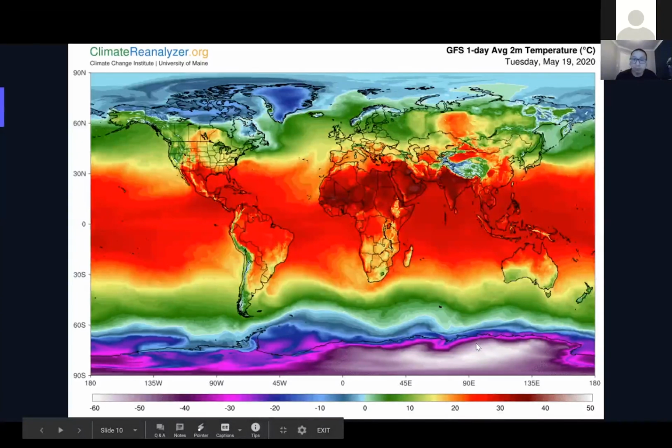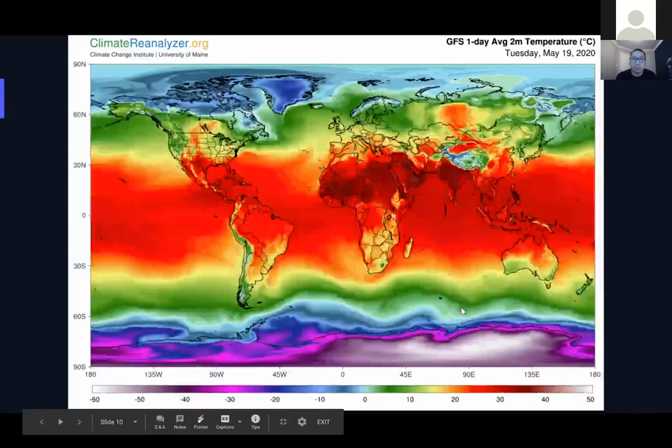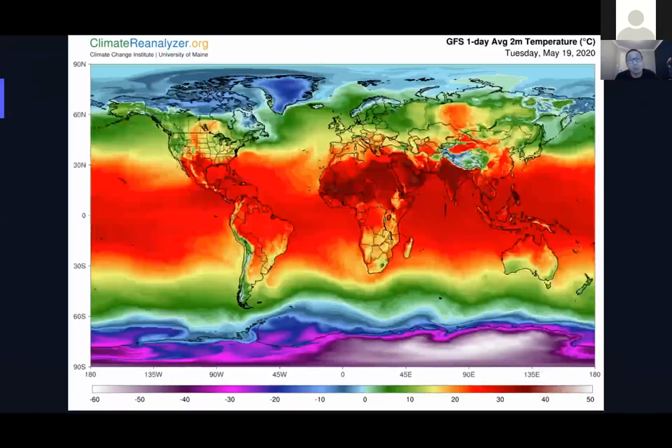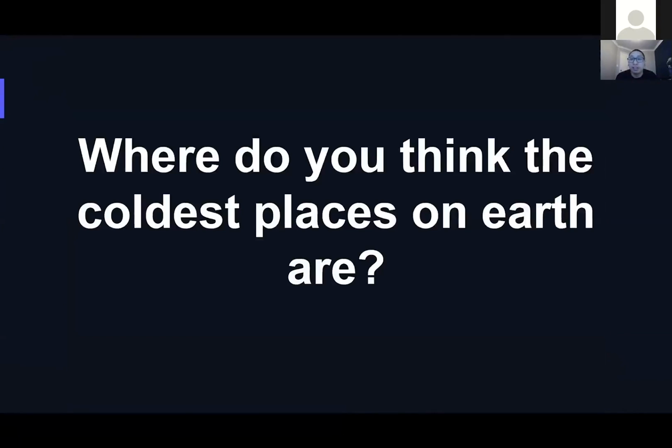Oh no, that's the wrong one. Oh, I didn't put in my other slide. Oh, well, where do you think the coldest places on Earth are then? Right, so we just looked at the hottest. Where are the coldest places on Earth? Well, this kind of shows it, but in reverse, right? So, yeah, people have got it. Antarctica is the coldest place.